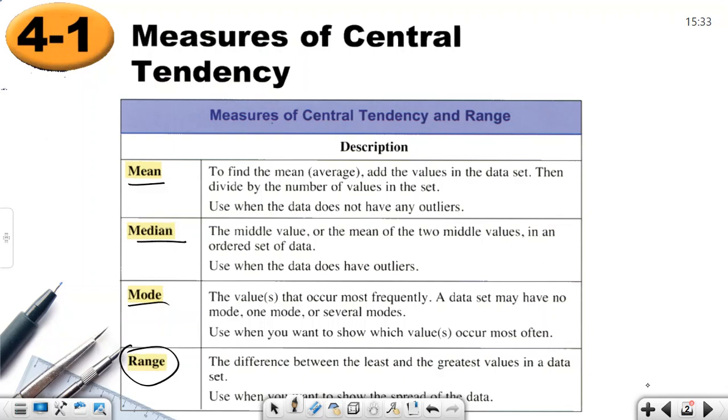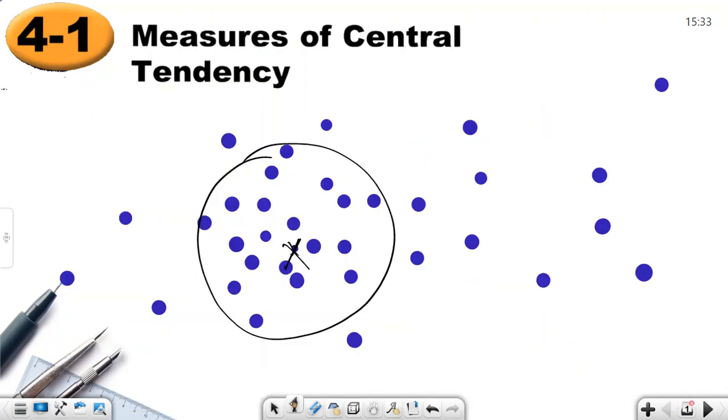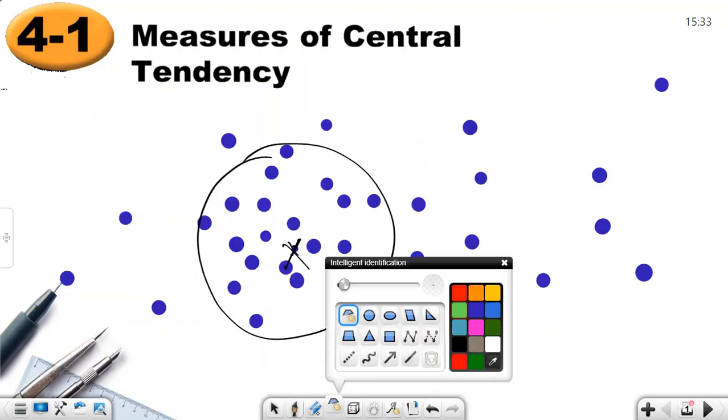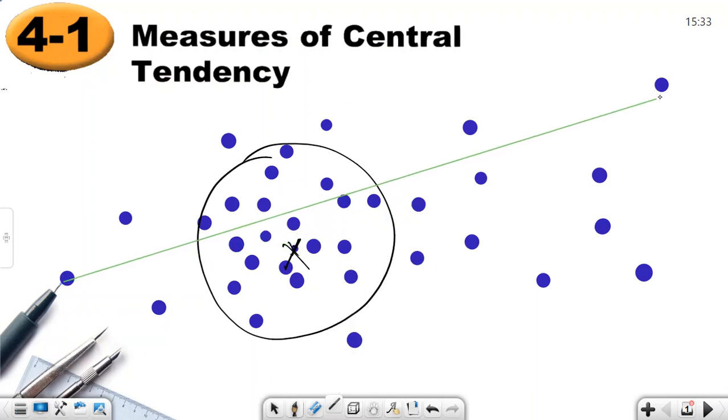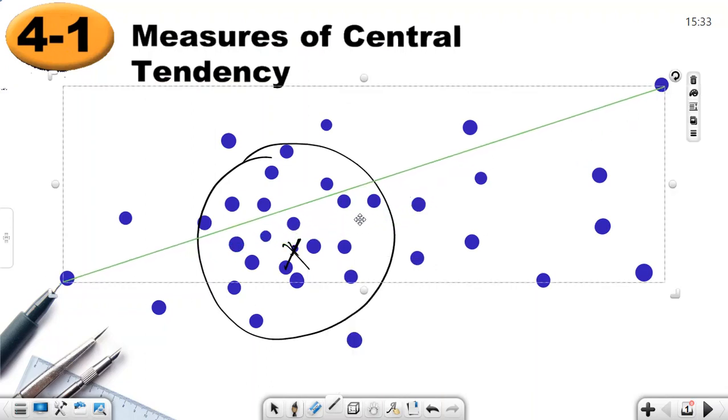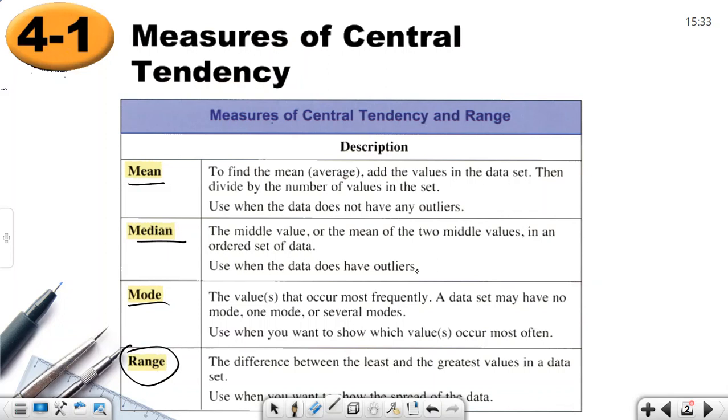Range doesn't show central tendency. It describes the length of the data. For example, from the first point to this last one, as you see, these are the first two points in this group. So it shows the length of the data set.